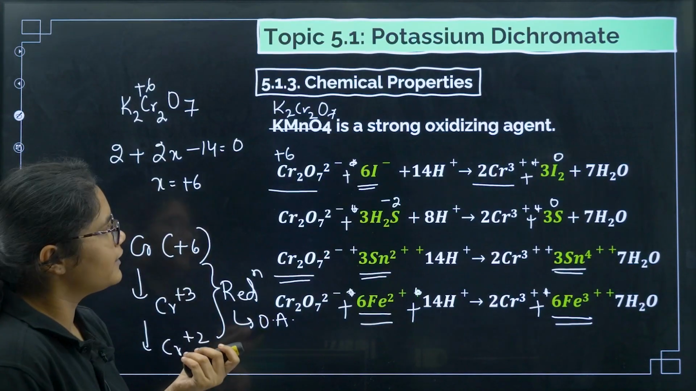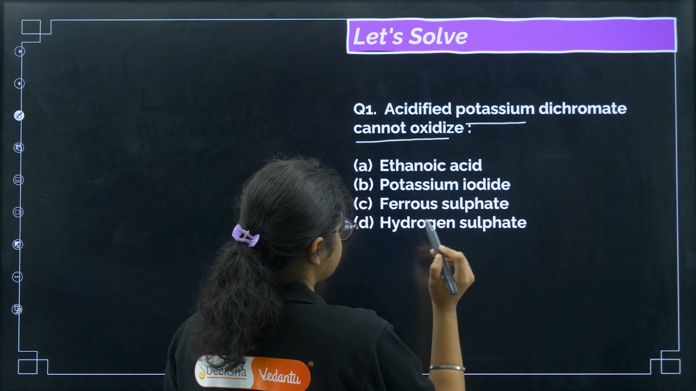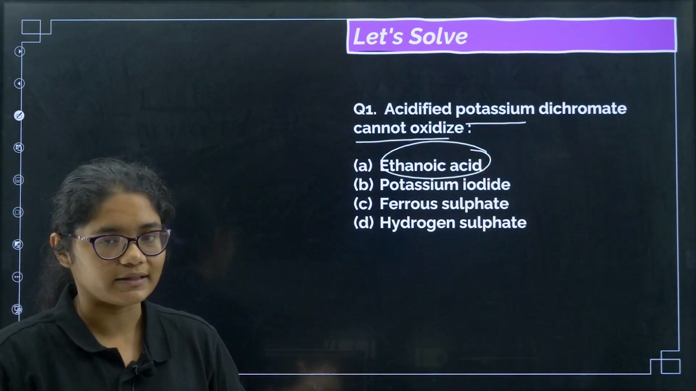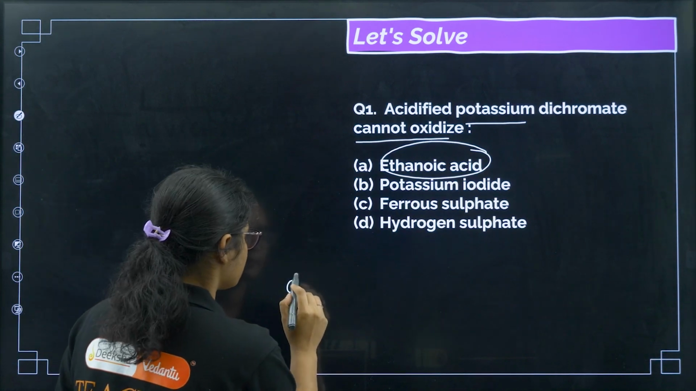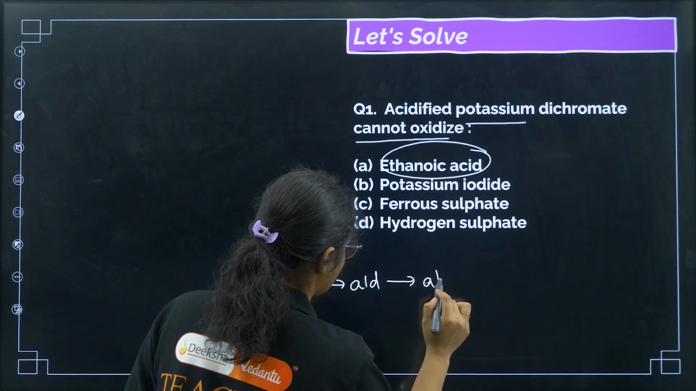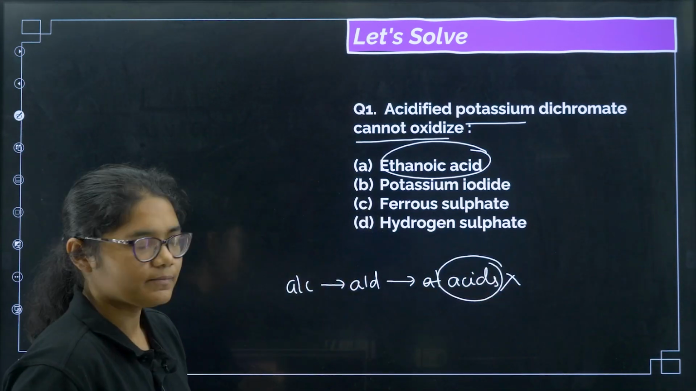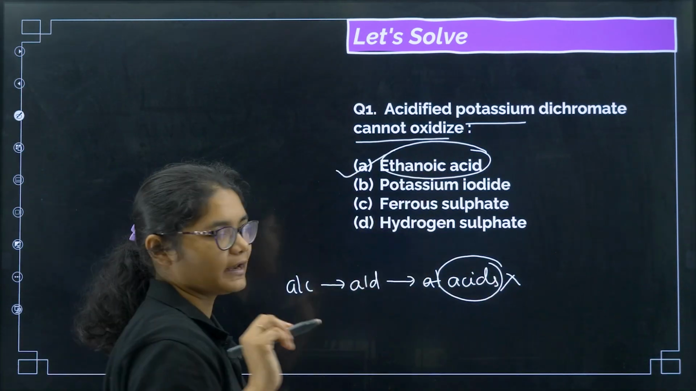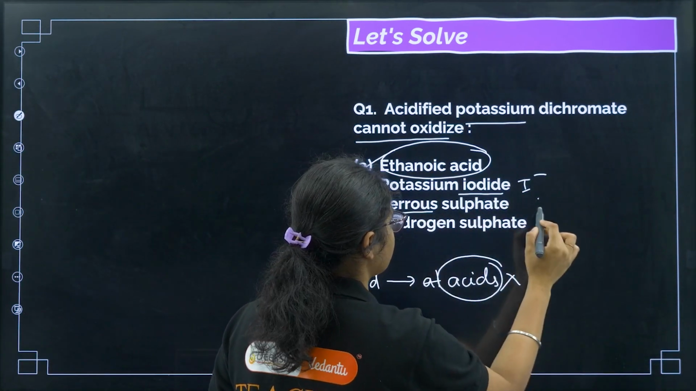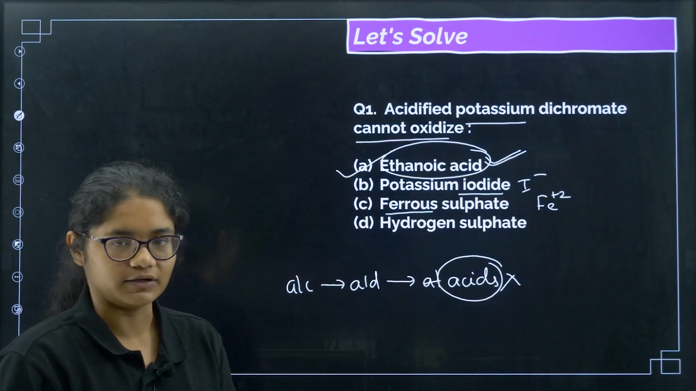Okay. Now let us see the first question here. Acidified potassium dichromate cannot oxidize ethanoic acid. If you have studied organic chemistry, you will know that first alcohols are oxidized to aldehydes. Aldehydes are oxidized to carboxylic acids. Now acids cannot be further oxidized. So that is why ethanoic acid is the correct answer here. Iodide, I minus, can be oxidized, and Fe2 plus can be oxidized, but ethanoic acid cannot be oxidized further.